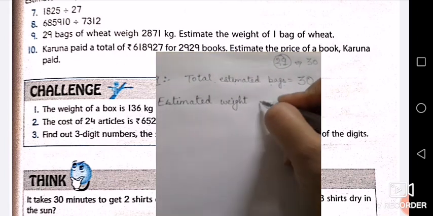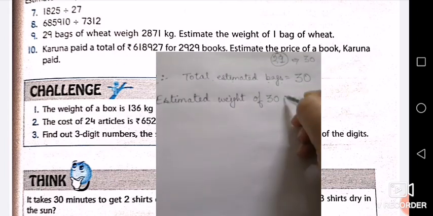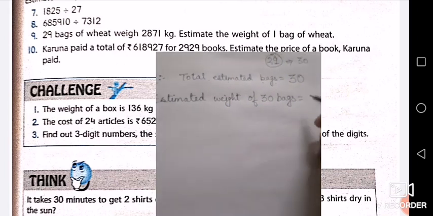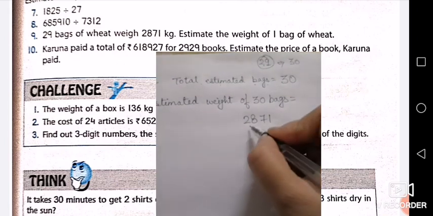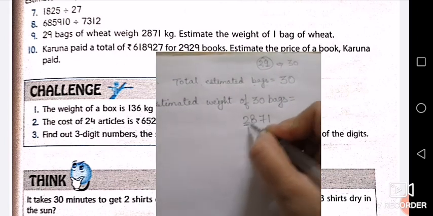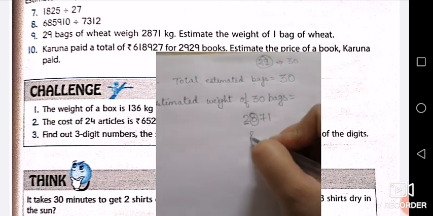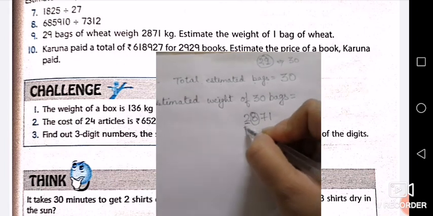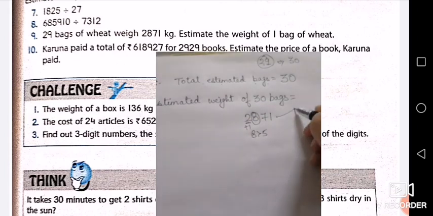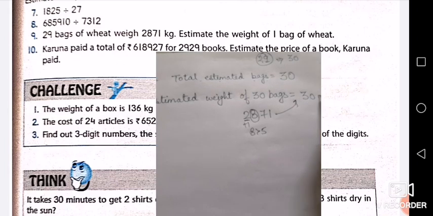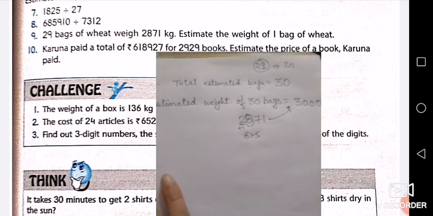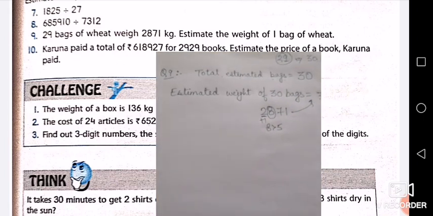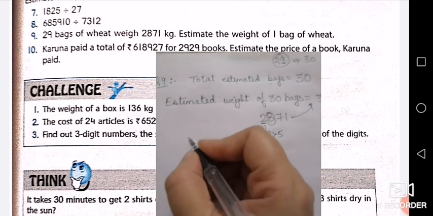Now the estimated weight of 30 bags. You have to round off 2871. Here you have to round off at the 8 place. Now 8 is greater than 5, so 1 will be added here. So what will be the estimated weight? That will be 3000 kg. Now what you have to find is the estimated weight of one bag of wheat.